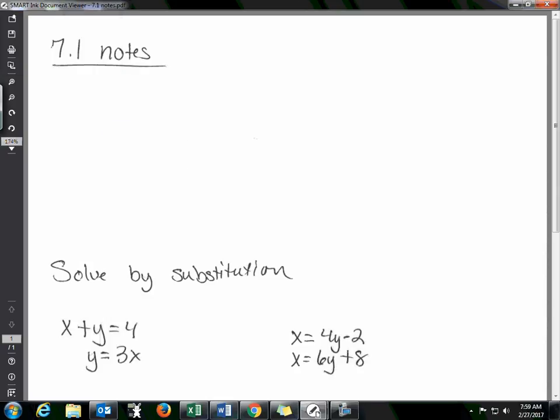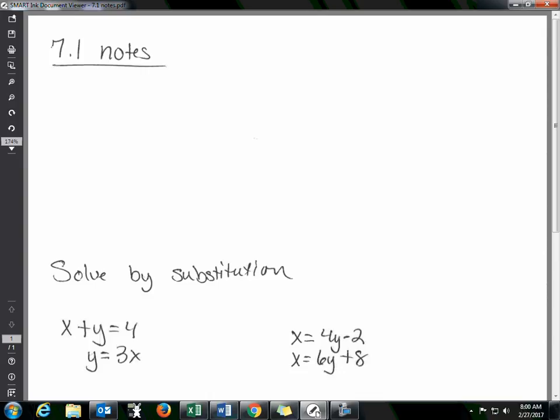Okay, so today we will be starting a new chapter, chapter 7.1, and it deals with systems, both linear and nonlinear, as well as inequalities and stuff. So today, 7.1 notes deals with one of the many ways of solving a system, and that's by substitution.